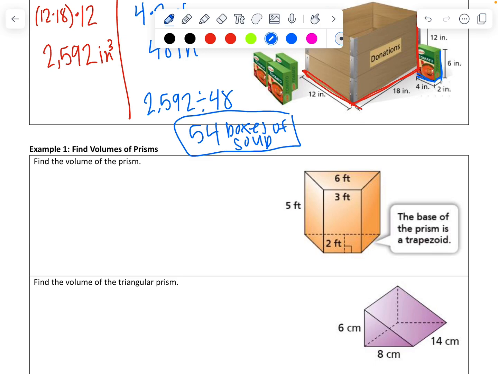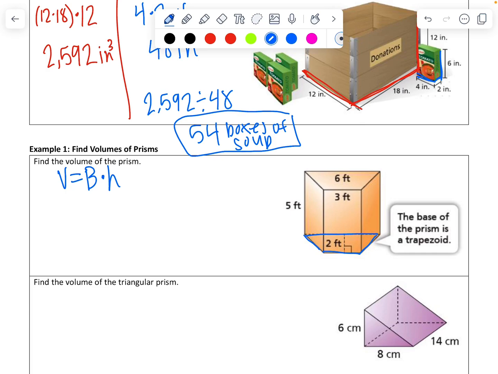Well, for our formula for... Oops, that's not a lowercase b. It needs to be uppercase. To find the volume of this, first we have to find the area of the base. So that means we need to find the area of this trapezoid right here.